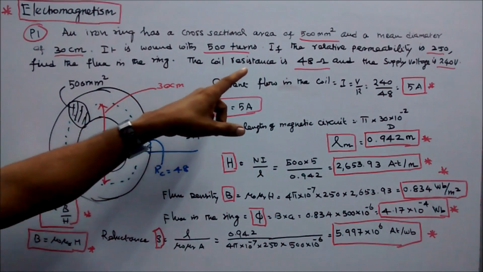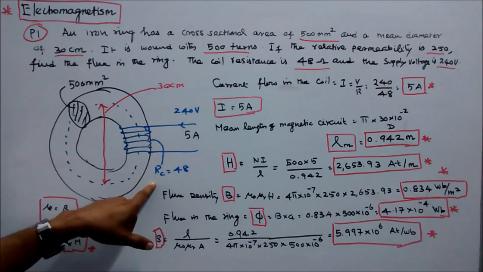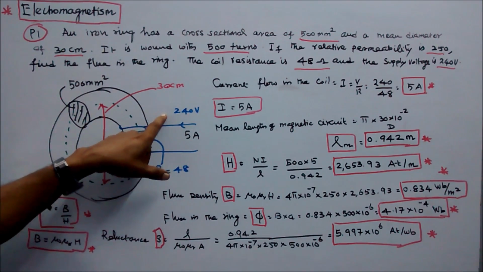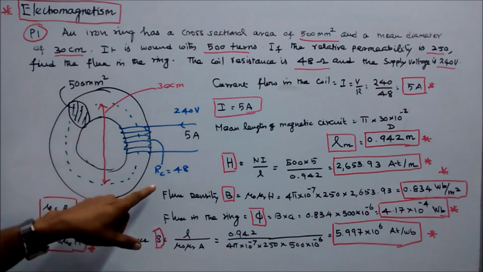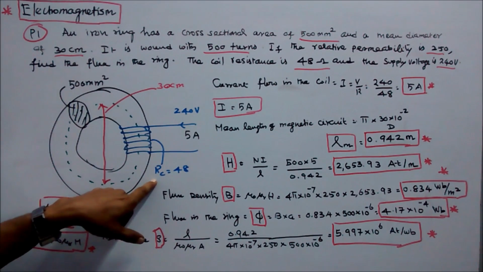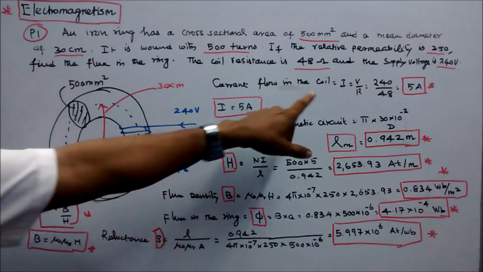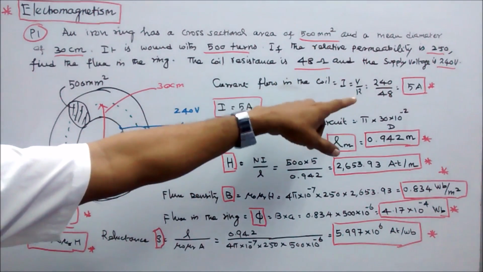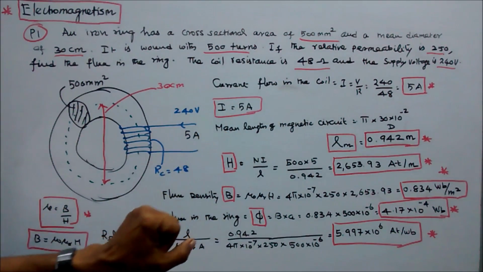The coil resistance is 48 ohms. Supply voltage is 240. Here supply voltage is given and coil resistance is given, so I can find the current flowing through the coil. I is equal to V by R, 240 by 48, that is equal to 5 amps.